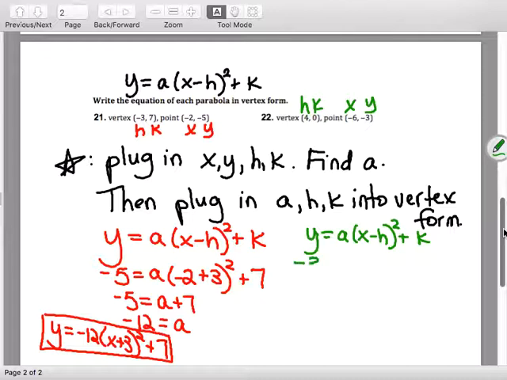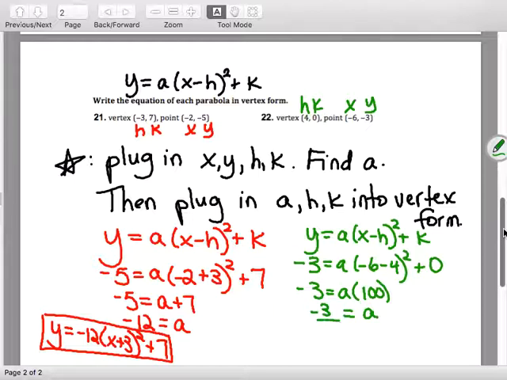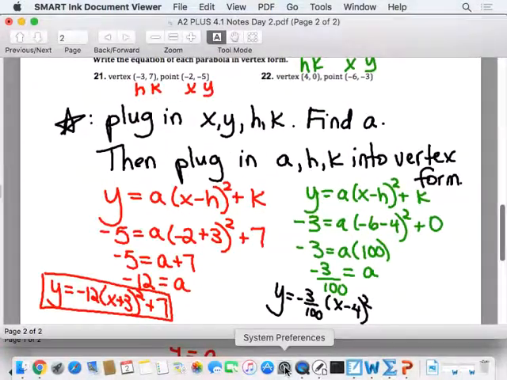Here we go. I'm going to plug in -3 equals a times -6 minus 4 squared plus 0. Well, that's nice. Now, what do you get when you take -6 minus 4? -10, and you square it is 100. Oh, so this was weird. A is -3 over 100. So then my final answer is y equals -3 over 100 times the quantity x minus 4 squared. Please, please do not put +0. Okay, you don't need to put a +0 there.